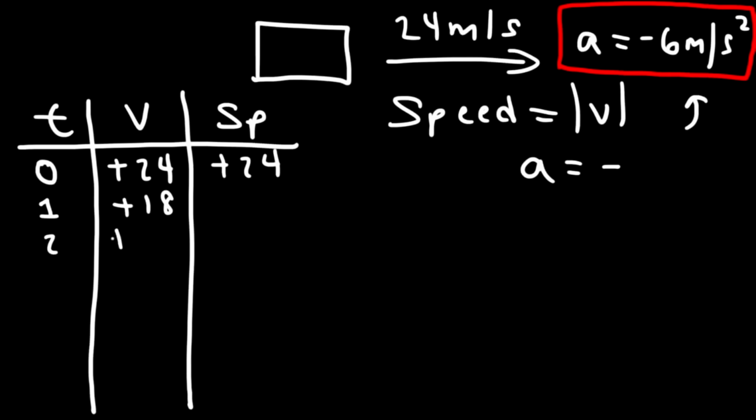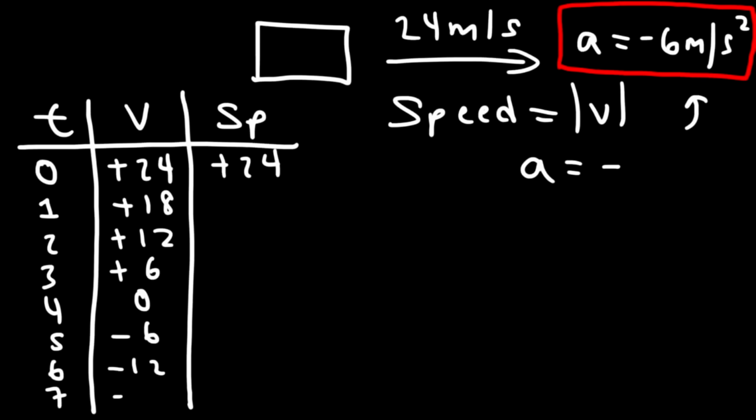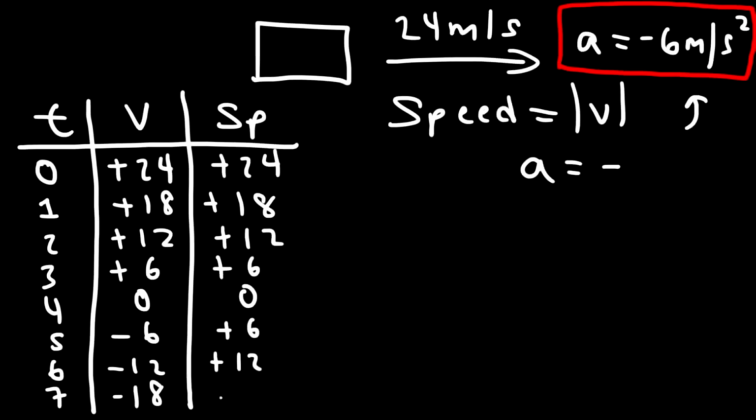2 seconds later, it will be 12. 3 seconds later, it's going to be 6. 4 seconds later, it's 0. 5 seconds later, it's negative 6. And so forth. Now, speed is always positive. It's the absolute value of velocity. So here the speed is positive 18, 12, 6, 0, 6, 12, and so forth. Now, let's focus on the first half. In the first 4 seconds, the object is slowing down.